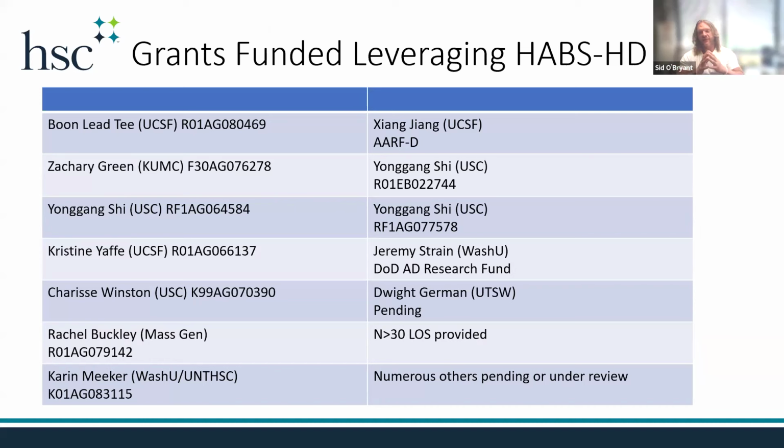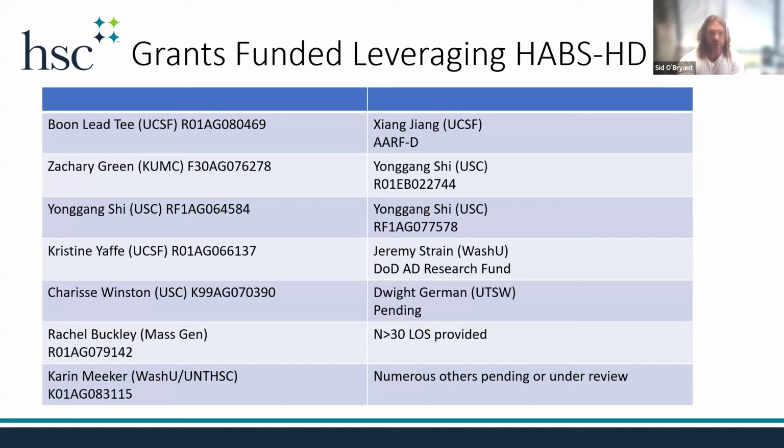And one of the things that I like for people to realize, and when you look at this, you don't see the overwhelming names of these grants as PIs of HD. So Christine Yaffe is an MPI, and I'm on that grant, and that was the first ancillary sleep study grant. However, Boone Lee-T, Zachary Green, Rachel Buckley, Karen Meeker. Karen Meeker is a junior faculty member, got a K01. And so, Yang Gang Shi is part of our project at Lonnie. Dwight German, for example, is at UT Southwestern. So the distribution of the grants have not been to PIs of this study.